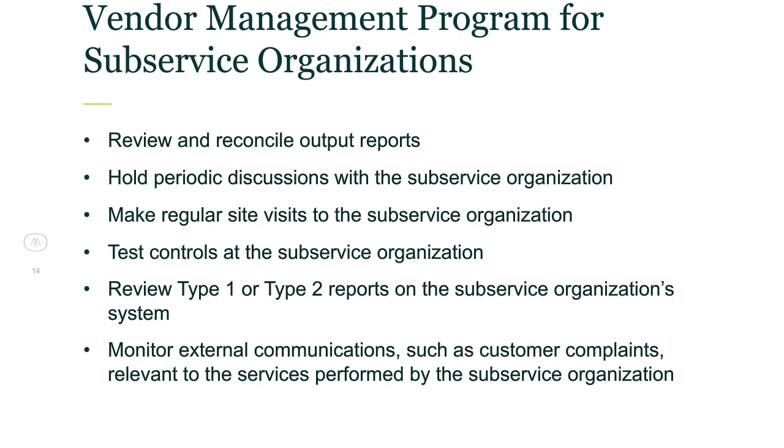The first is reviewing and reconciling output reports. So this isn't something that'd be applicable to every type of service organization, but if you're using a subservice organization where they're doing some type of processing, then there's likely reports that go with that. And maybe you're giving them information and then there's an output report. And so you should be reviewing those reports to make sure the information is complete and accurate. And that would be a great vendor management control to have in place.